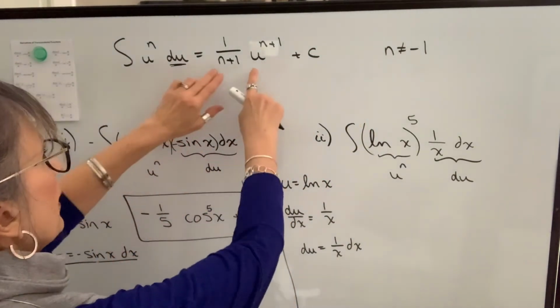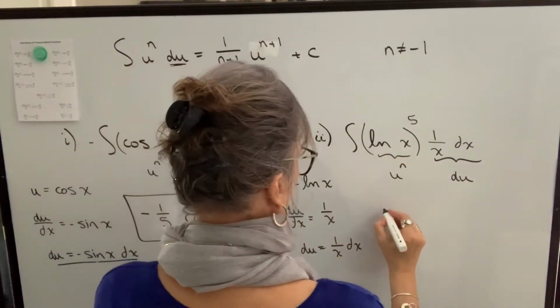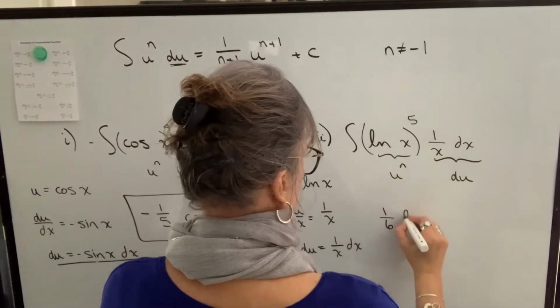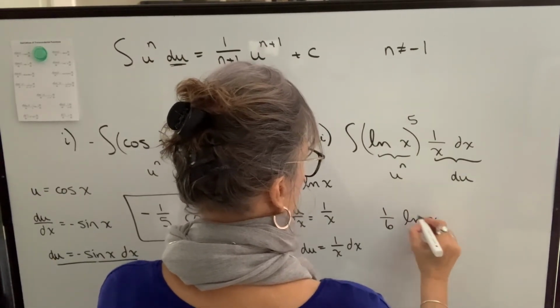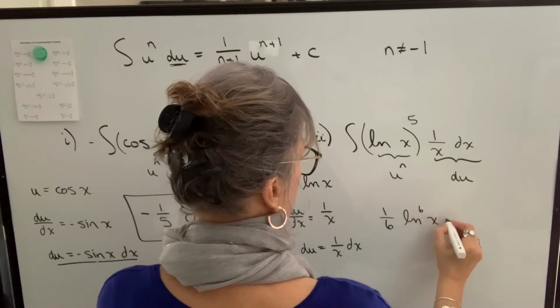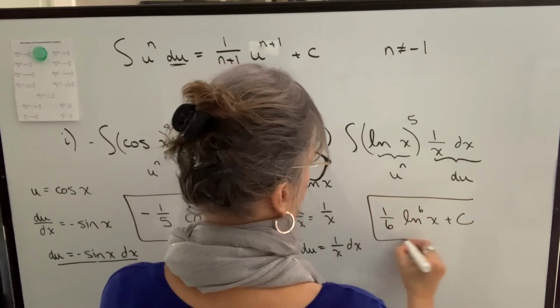So now, again, we plug into our rule. So it'll be 1 over n, so 1 over 6. Natural log of x to the power of 6, which I can write like that, plus c, and we're done.